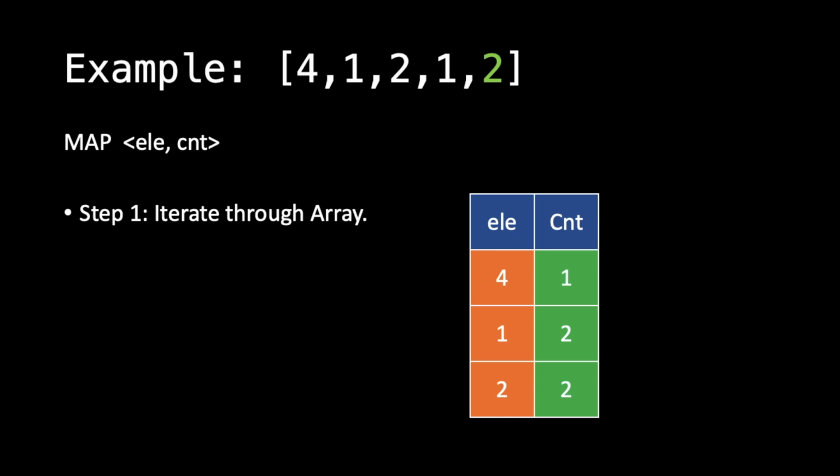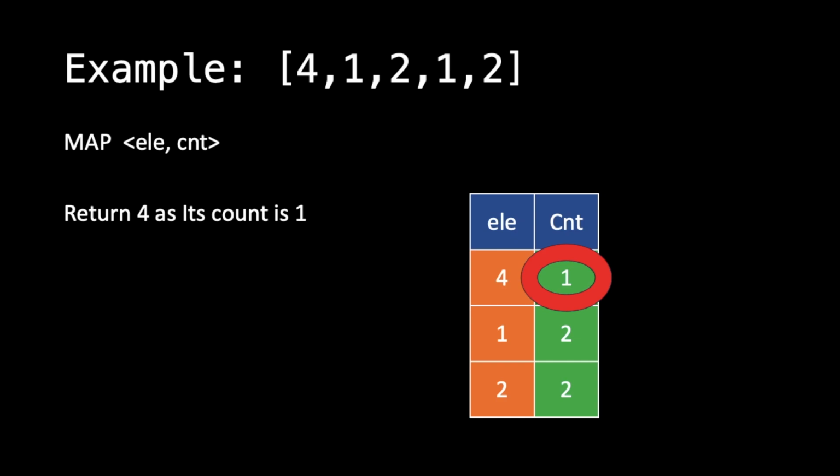So the final map will look like: 4 has occurred once, 1 has occurred twice, 2 has occurred twice. Now we will iterate through the map to find the element whose count is 1, that is the single element.